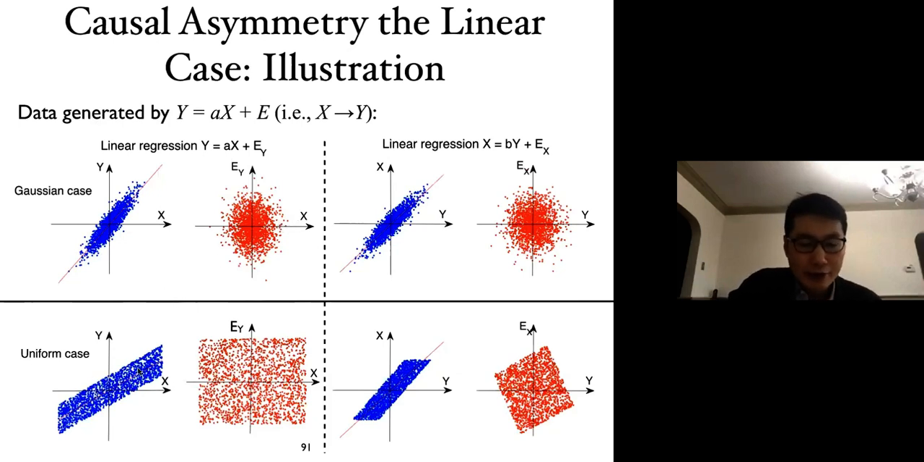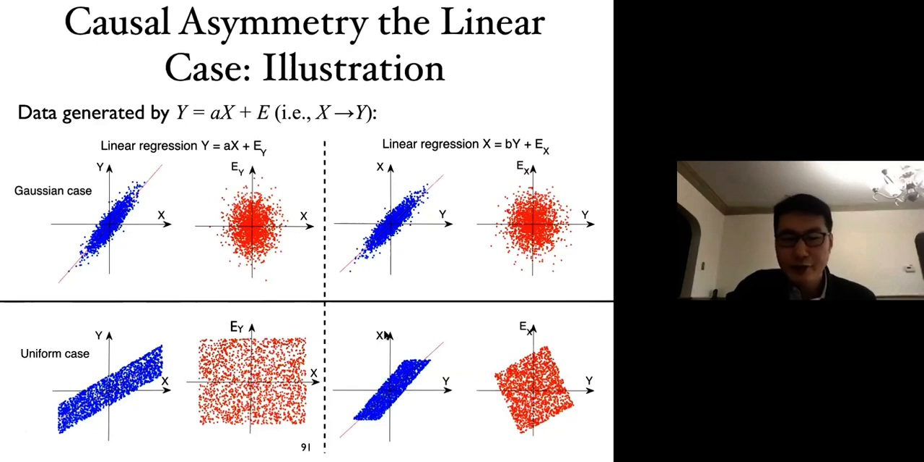Now you can see another example at the bottom. In this example, x and e follow the uniform distribution. If you regress y on x by linear regression, you just recover the original causal process. The residual will be independent from x.